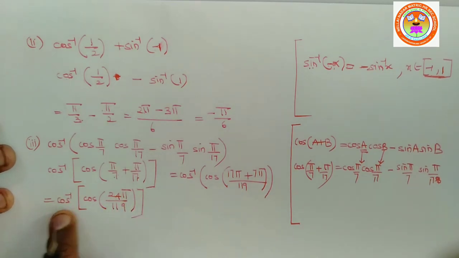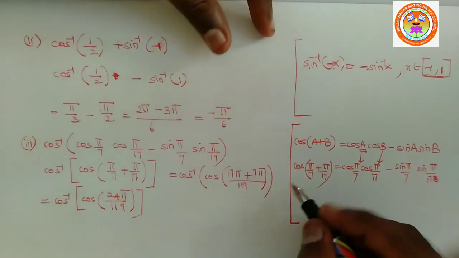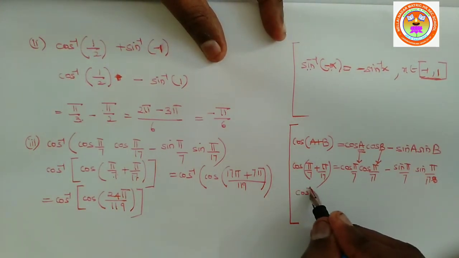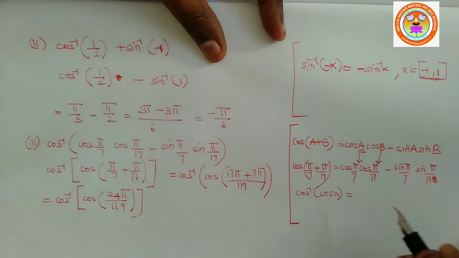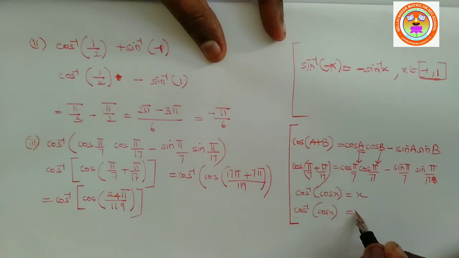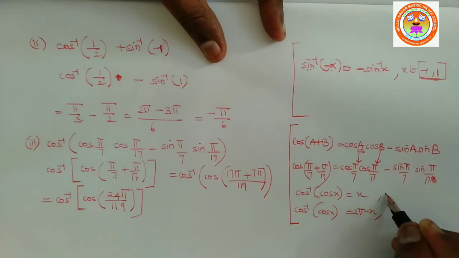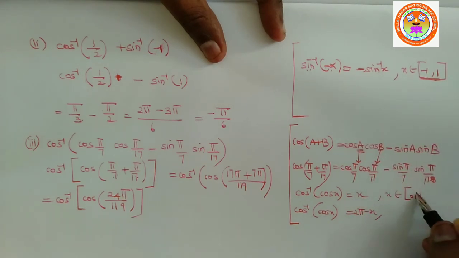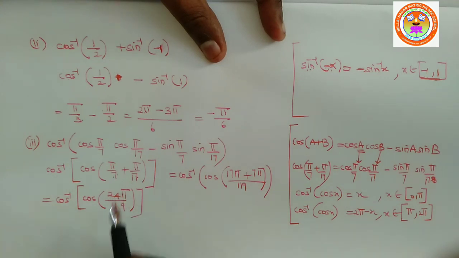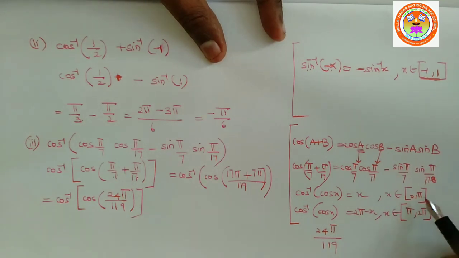So cos inverse of cos, we have two properties. What is the first property? Cos inverse of cos of x is equal to x, where x belongs to 0 comma pi. The second: cos inverse of cos of x is equal to 2 pi minus x, where x belongs to pi comma 2 pi. In that, 24 pi by 119 belongs to which interval, 0 to pi or pi to 2 pi?